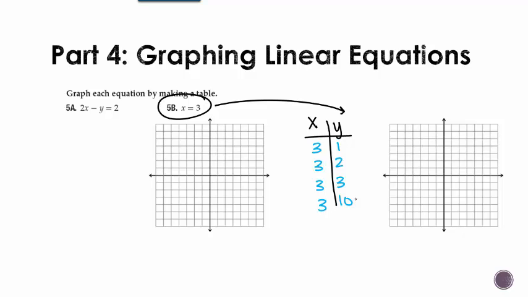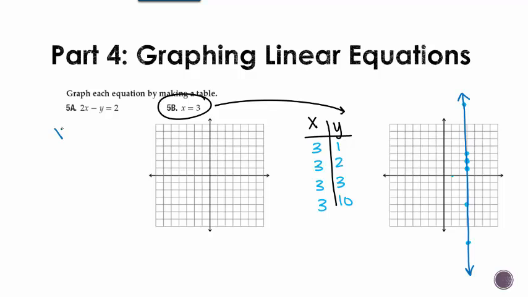So when I go to graph this, if x is always 3, that means I'm going to go over 3, up 1, over 3, up 2, over 3, up 3, up 10. I could go down 8, down 42. But whatever I'm graphing, x always has to equal 3. And for all of these points here, x equals 3. It does not matter what my y value is.